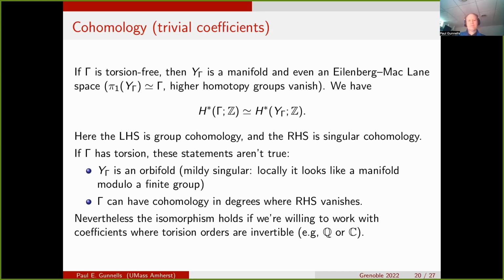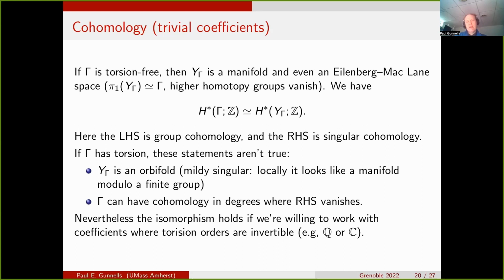Okay, now most of the time we're interested in spaces with gammas that have torsion, not in torsion-free ones, for various reasons. But in that case, these statements just simply are false. So first of all, Y_gamma is typically not a manifold. I mean, it is in some cases, but in general, it's not. It's what's called an orbifold. So this is a singular space. So locally, it doesn't look like Euclidean space, but it looks like Euclidean space divided by the action of a finite group. So sometimes this is called a V-manifold, but I think the common terminology today is orbifold.